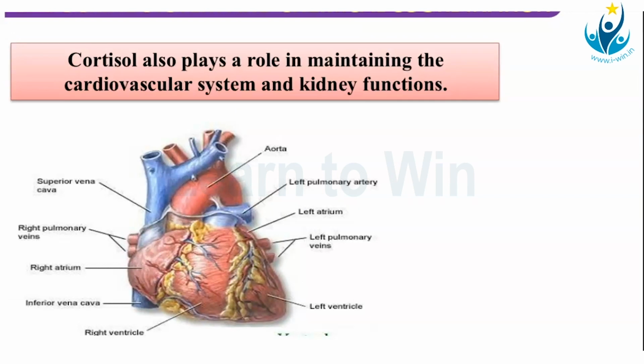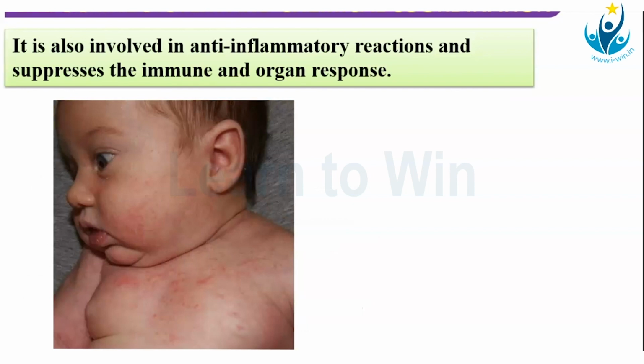Cortisol also plays a very important role in the maintenance of the cardiovascular system and kidney functioning. Right, it is also involved in the anti-inflammatory reactions and suppresses the immune system. Basically it depresses the immune system. These glucocorticoids are given for patients who are undergoing organ transplant or who have suffered severe immune inflammatory reactions, that is, they have suffered severe immune reactions.